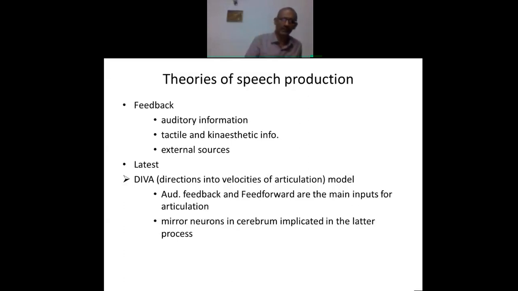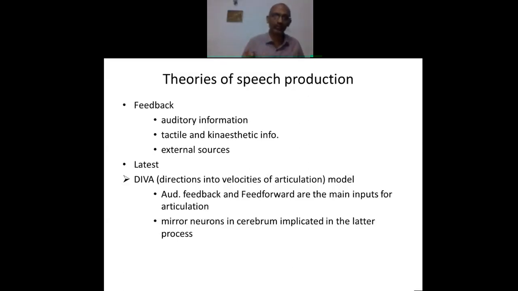So there are many theories of how, as a child, we learn speech. It's based on feedback mechanisms, so auditory information, tactile information, and external sources all give feedback to help in speech development. And there is this new concept, what they call the DIVA, Directions into Velocities of Articulation model, which says that auditory feedback and feed forward are the main inputs for articulation.